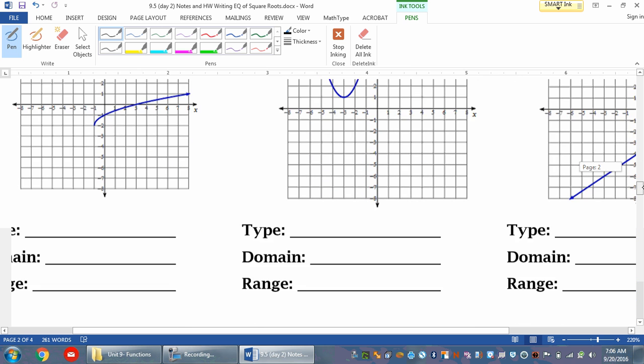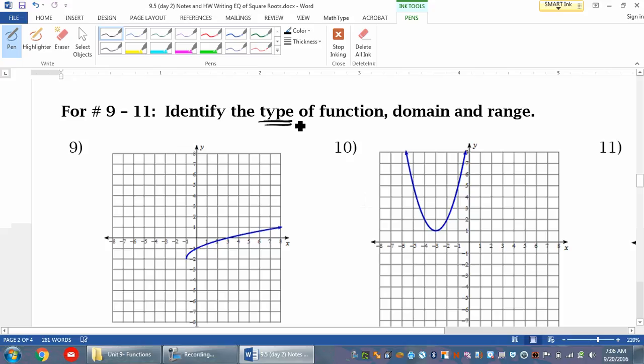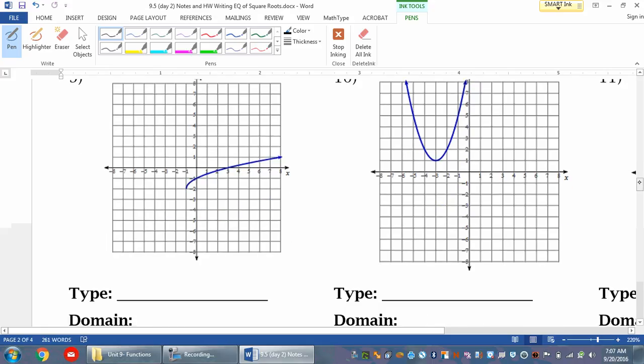All right, so what we're going to do here is we're identifying the type. So that's the quadratic, absolute value, or square root. And then we're going to talk about later the domain and the range. So let's look at number 9. What is the type of function? Well, the type I see is square root. I see an eyebrow, so I know my eyebrow is a square root.